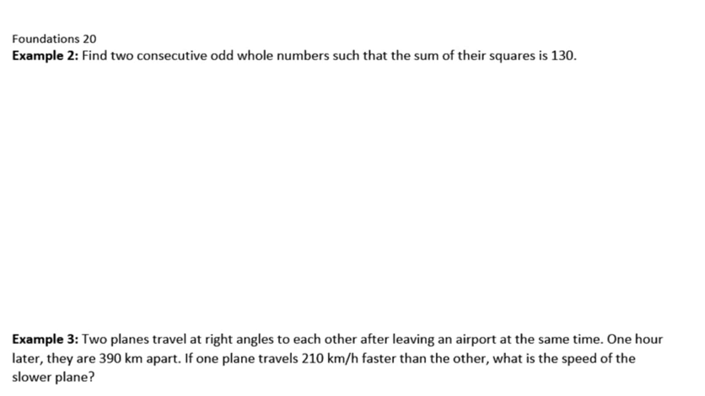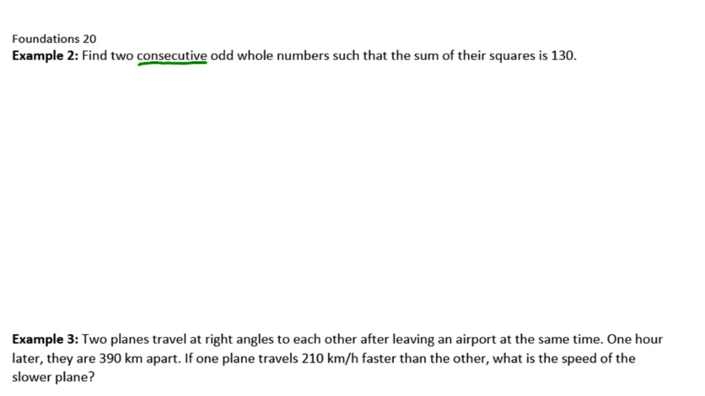Example 2 says find two consecutive odd whole numbers such that the sum of their squares is 130. So this is actually taking it back to our first unit where we had some proving questions like this. As a quick review, consecutive means in a row. So that's our x plus 1, x plus 2.